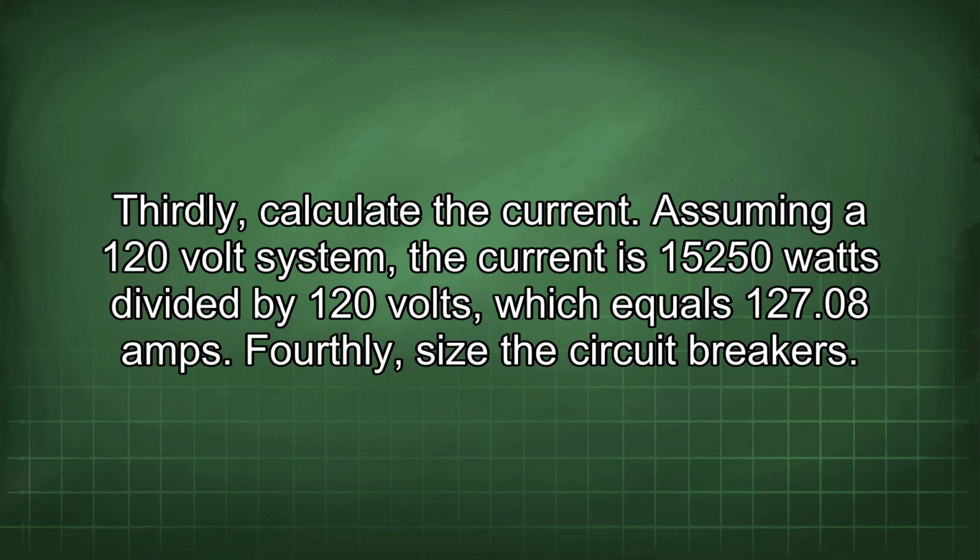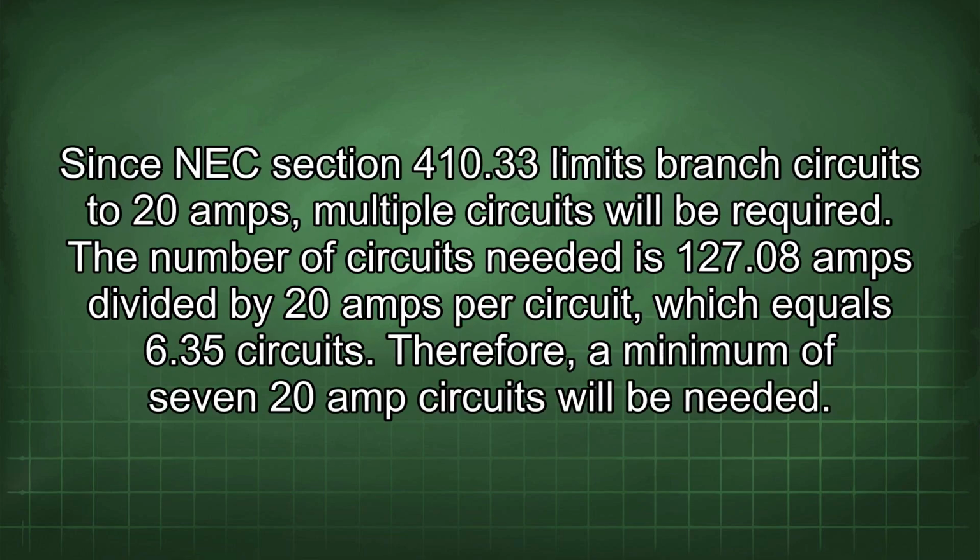Thirdly, calculate the current. Assuming a 120 volt system, the current is 15,250 watts divided by 120 volts, which equals 127.8 amps. Fourthly, size the circuit breakers. Since NEC section 410.33 limits branch circuits to 20 amps, multiple circuits will be required. The number of circuits needed is 127.8 amps divided by 20 amps per circuit, which equals 6.35 circuits. Therefore, a minimum of 7 20 amp circuits will be needed.